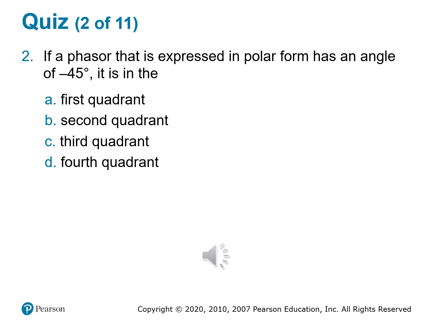Question number 2. If a phasor that is expressed in polar form has an angle of negative 45 degrees, it is in the what or where? A, the first quadrant, B, second quadrant, C, third quadrant, or D, fourth quadrant. Go ahead and pause the video now. Okay, if you're back, the answer to this one is D, the fourth quadrant.